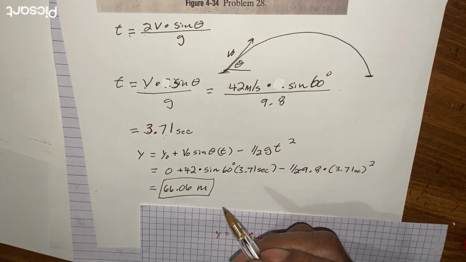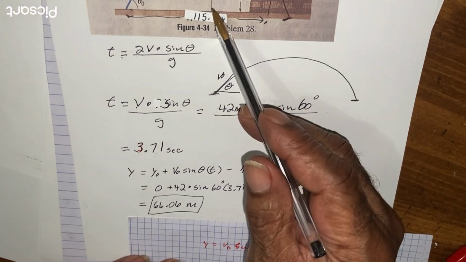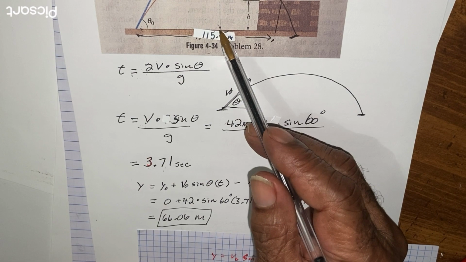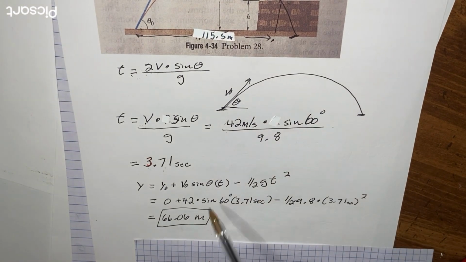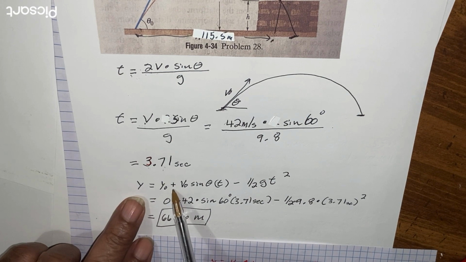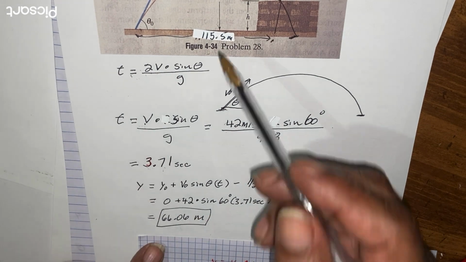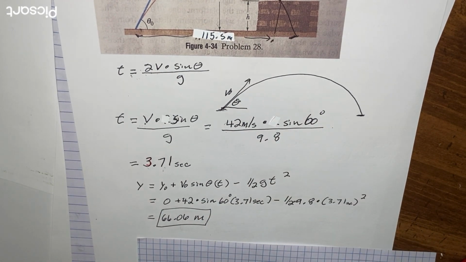So this is fairly simple. If you can get the time to get to the midpoint, then all you have to do is drop it into your kinematic formula, y sub o plus v sub o sine theta times t minus 1/2 gt squared. So all you have to do is get the time, and then you can solve that problem.